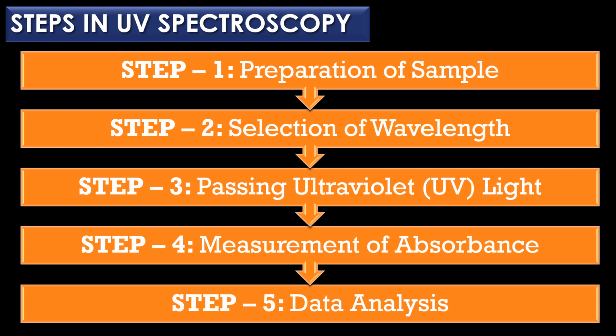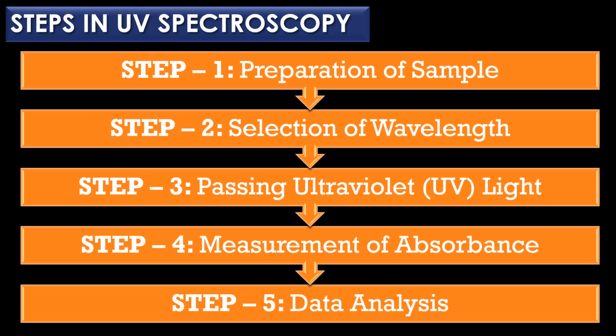The second step is selection of wavelength. A specific wavelength of UV light is selected based on the type of electronic transition which is expected in the compound being analyzed. The third step is passing ultraviolet light. UV light is passed to the sample in the spectrophotometer and the detector measures how much light is absorbed at each wavelength.